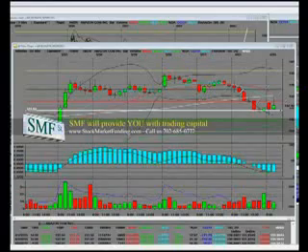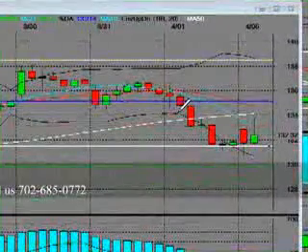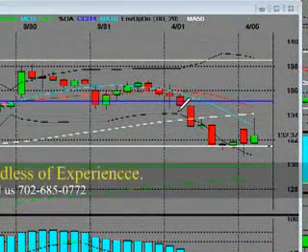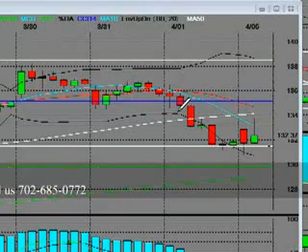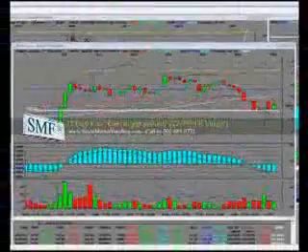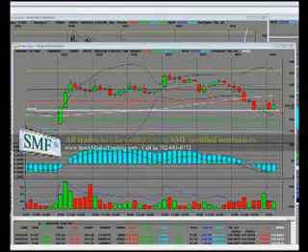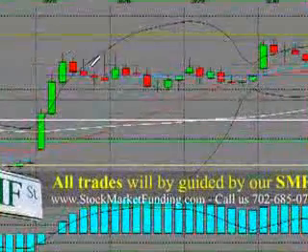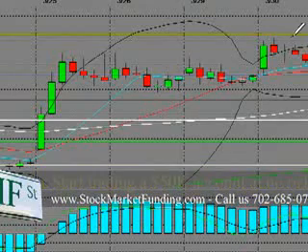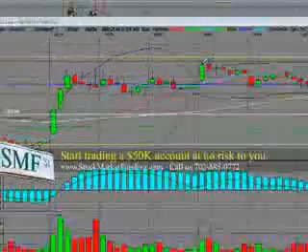Here's a 60-minute chart on AMZN.com. And here's what all traders, professional or non-professional, face. When Amazon originally made its gap up with the big short squeeze on that one day, we made this high up here.